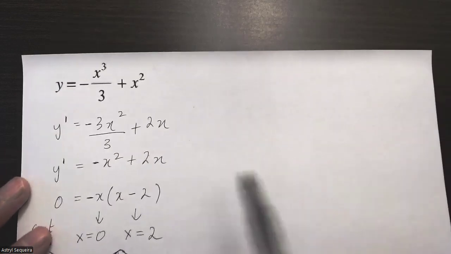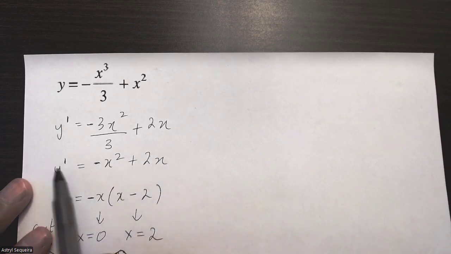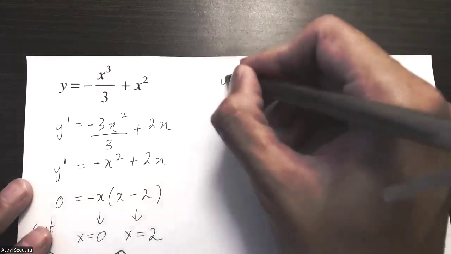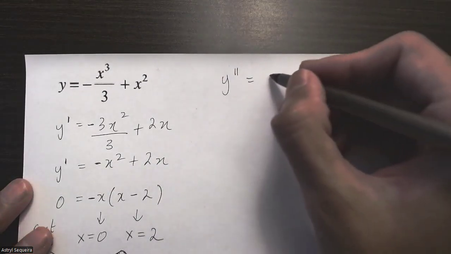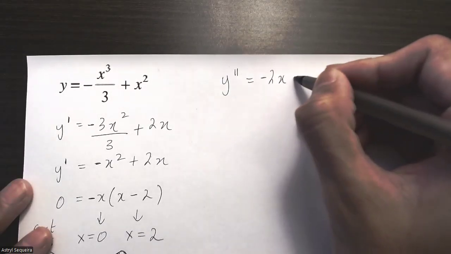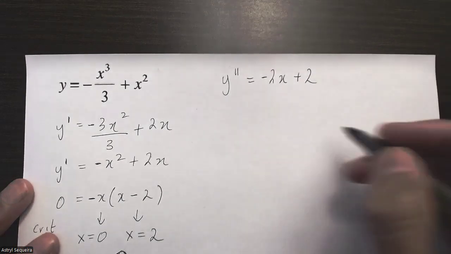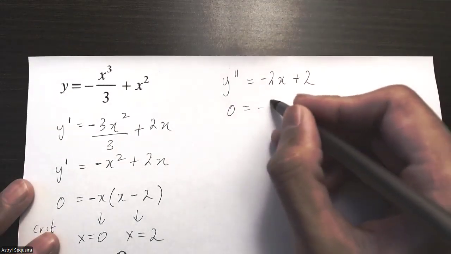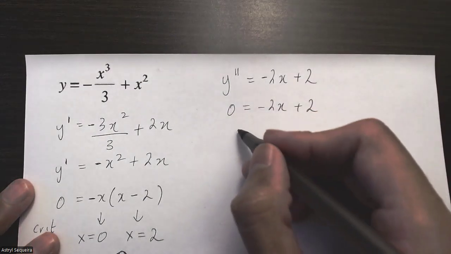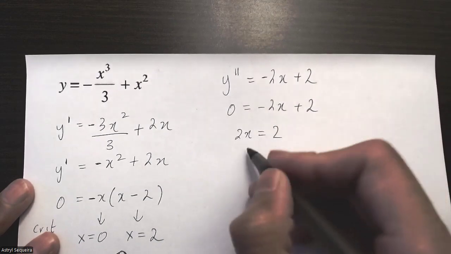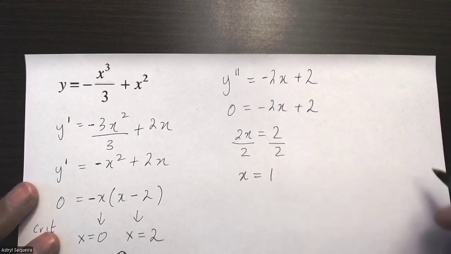The next thing I'll do is I'll come back to my simplified but not factored derived equation, and I will derive it for a second time. So if I derive this a second time, I will get -2x plus 2. I'll make it equal to 0, and then I'll solve it to find my inflection points. So I'll just move this to the other side and then divide both sides by 2. So I get x equals 1.